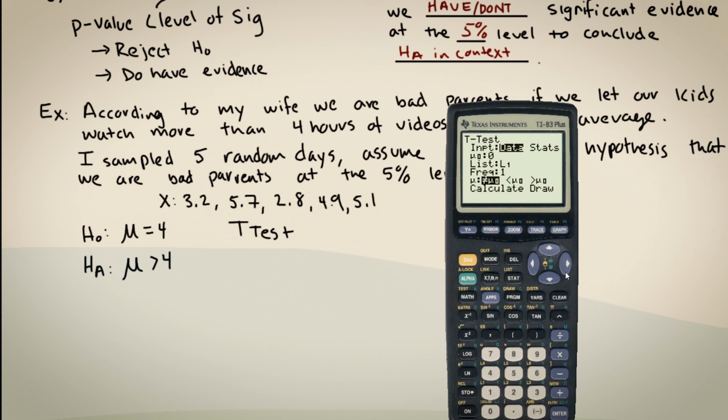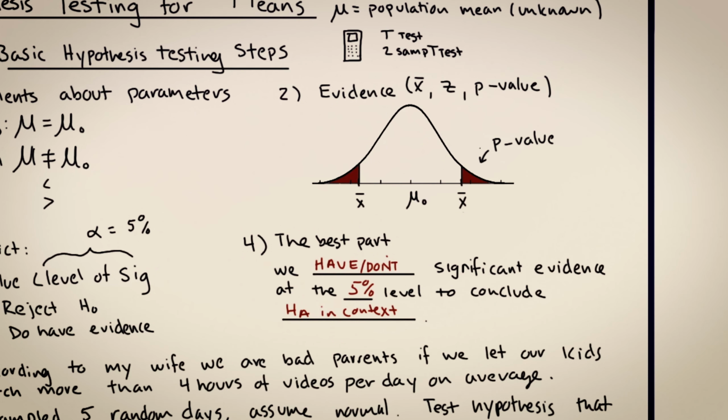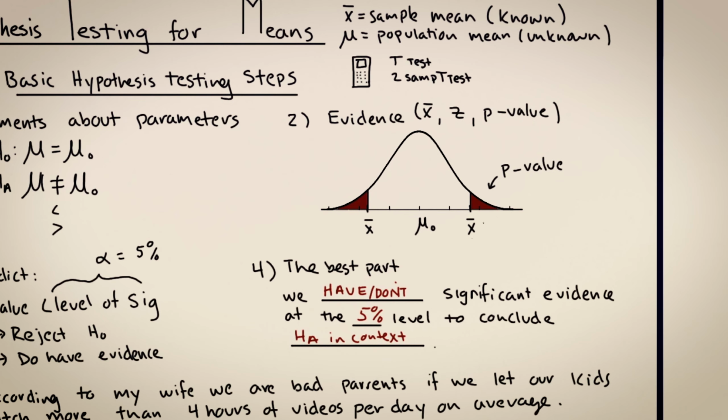And then I'm going to leave my t-test set on data. The null hypothesis is 4 hours of video watching. And we are testing the hypothesis that we're bad parents, which corresponds to letting your kids watch more than 4 hours of videos per day. All right, I've got to come back and fix this. Like I'm supposed to be the teacher, and I forgot this little thing.